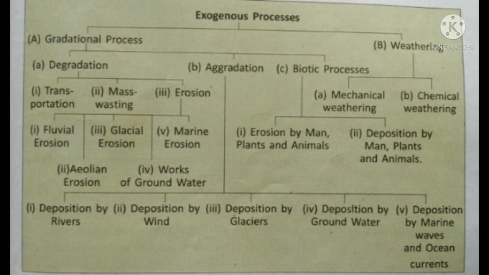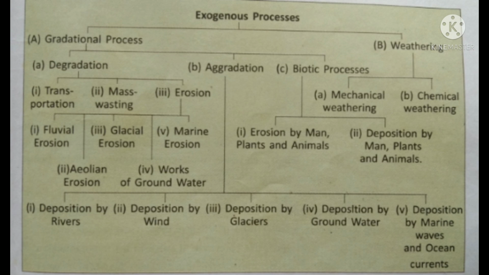Now we need to know about the aggradation process. In the aggradation process, there are also different types of aggradational processes worked by different kinds of agents, such as deposition by the river or the fluvials, deposition by the wind, deposition by the glacier, deposition by the groundwater, and deposition by the marine waves and the ocean current. So these are the activities which are noticed again in different parts.